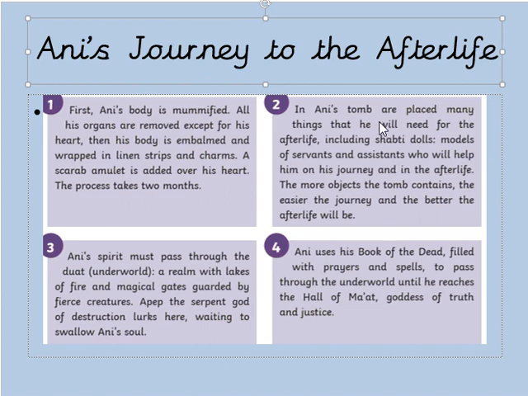The second step says, in Annie's tomb were placed many different things that he will need for the afterlife, including shabti dolls, models of servants and assistants who will help him on the journey and in the afterlife. The more objects the tomb contains, the easier the journey and the better the afterlife will be.